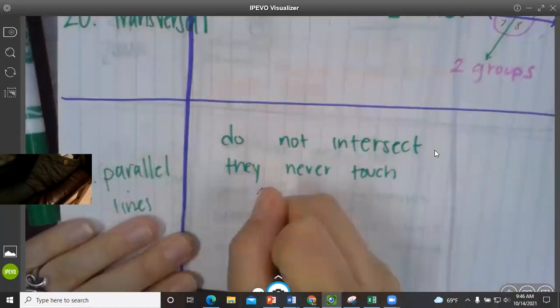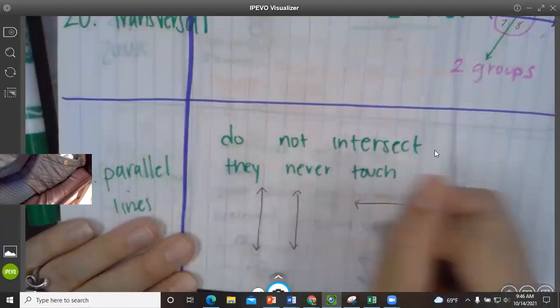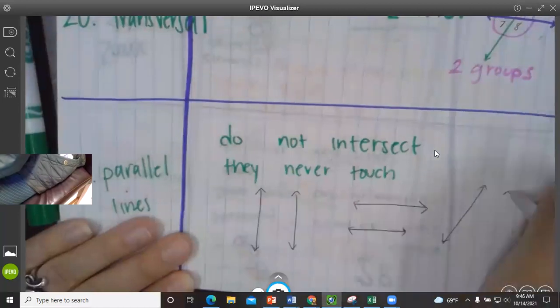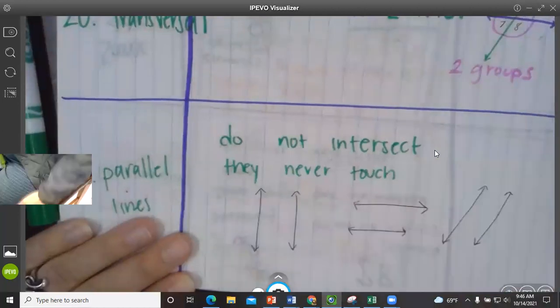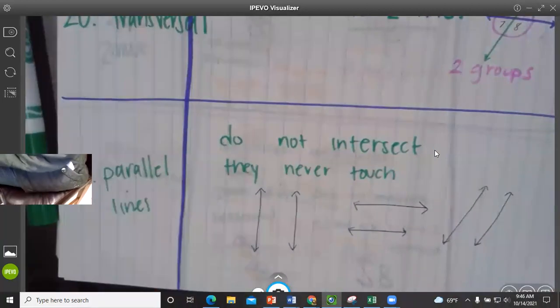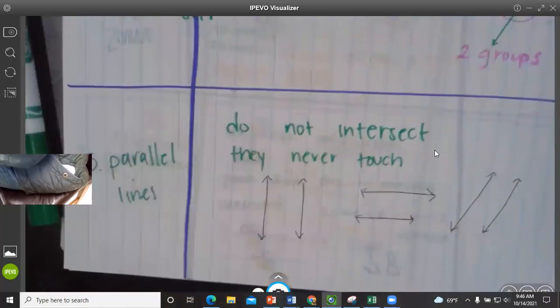It could look like vertical lines. It could look like horizontal lines. It could be at a different angle, but they never, ever cross. That's parallel. And so on exit ticket 25, you had to draw 2 lines that never cross. Well, this is it. They're parallel. A lot of you kind of already knew that. You're like, oh, I have to draw parallel lines, or, oh, they never touch, this is parallel.